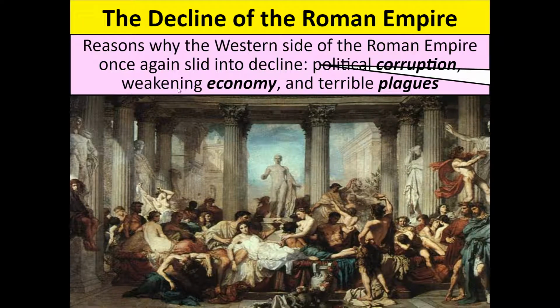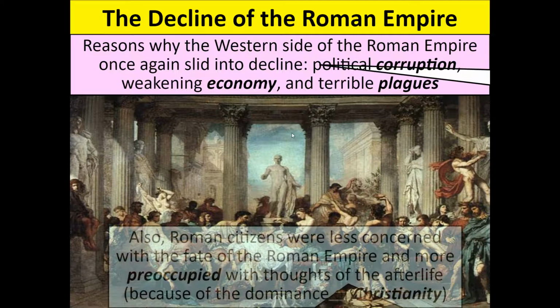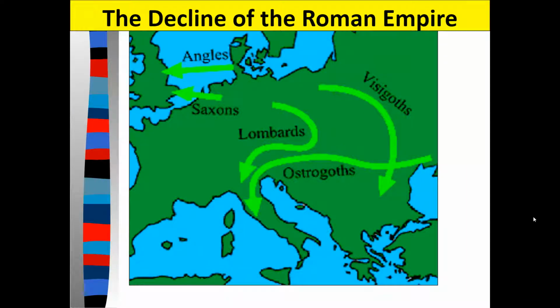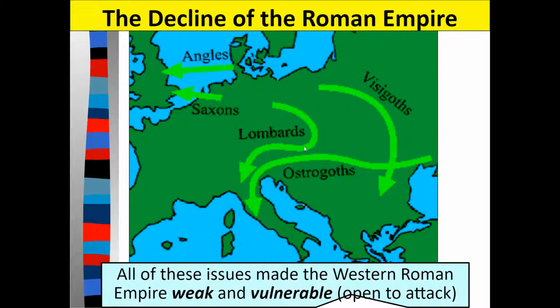You have political corruption, you have this weakening economy, you have terrible plagues, and also Roman citizens are less concerned with the fate of the Roman Empire, more preoccupied with thoughts of the afterlife, right? So this dominance of Christianity is cited as a reason why people in the Roman Empire are less concerned with the glory of Rome and more concerned with their own salvation. And then lastly, we have these Germanic groups, the Visigoths, the Ostrogoths, the Lombards, the Saxons, the Angles. And so all of these things are making the Western Roman Empire weak, and they're vulnerable, they're open to attack.